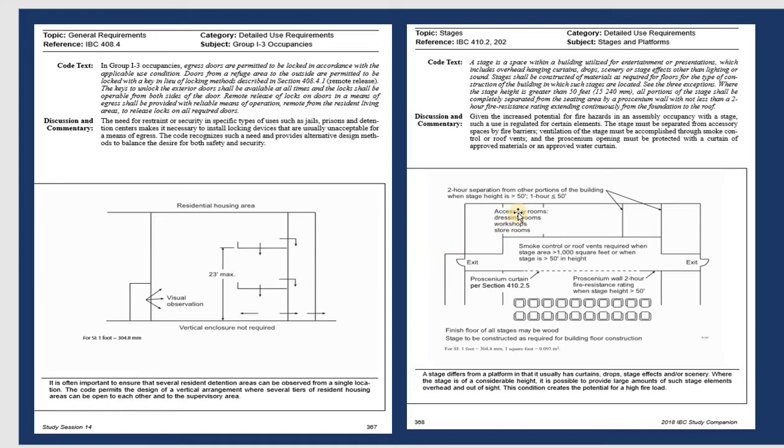In the building where the height is larger than 50 feet, they use the 2 hour, and if they have smaller than 50 feet, they need to use 1 hour construction. Separate wall between the room behind from the stage. This is the stage. The smoke control and the roof vent are required for a stage larger than 1,000 square feet when the stage is higher than 50 feet, and they need to use the smoke control.